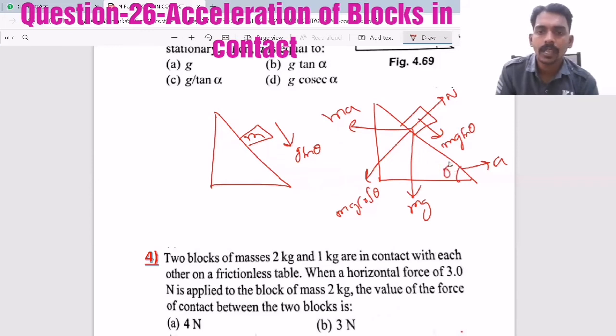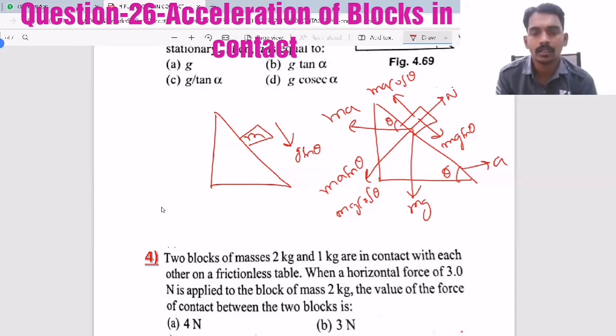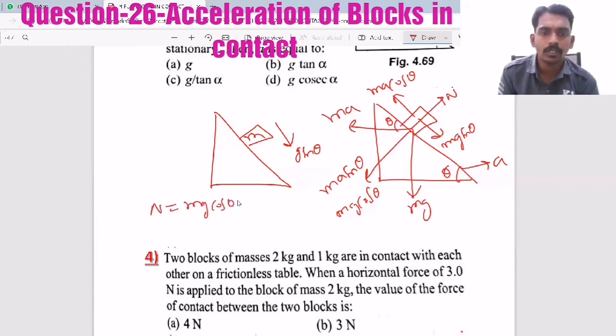Now this is theta, meaning angle of inclination. Now this is also theta. So this component will become ma cos theta and this component will become ma sin theta. Now along the y direction, if you consider, the forces must balance. That means N should be equal to mg cos theta plus ma sin theta.